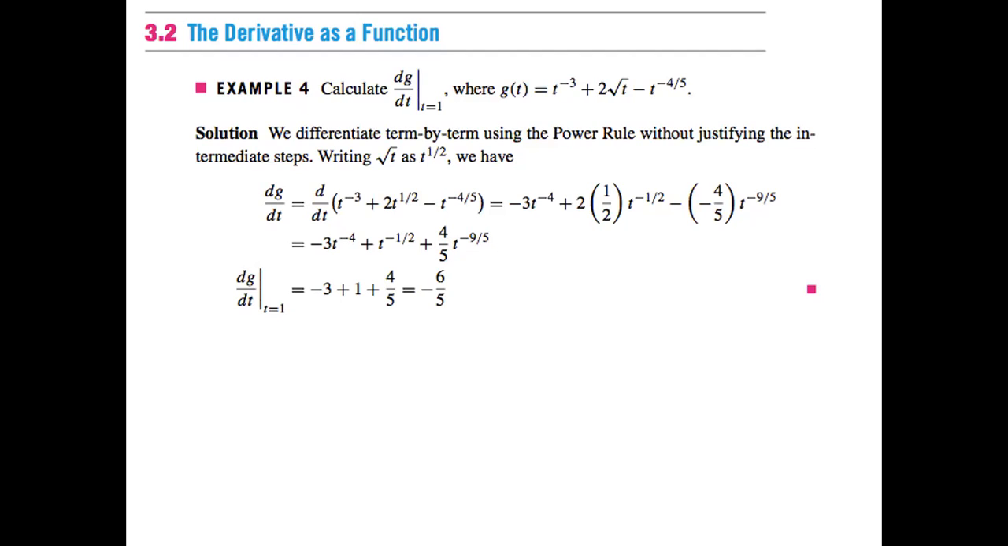It's just another example. So this is going to be calculating that derivative by breaking it up into 3 pieces and then applying the power rule to each piece. We call that term by term differentiation. So they're no longer going to be justifying the intermediate steps. You do have to know that square root of t is the same thing as t to the 1/2. So, bringing back some algebra there.